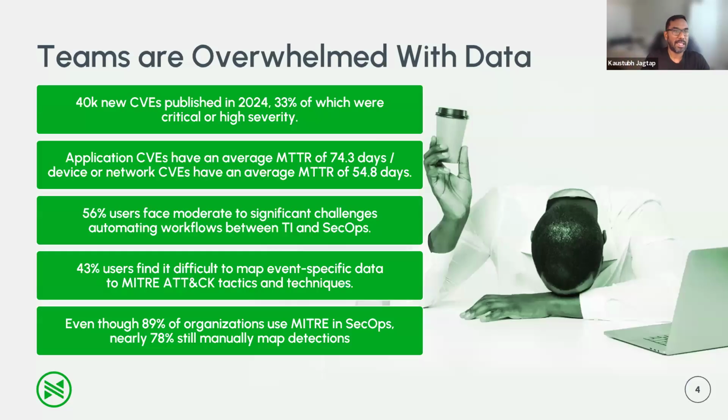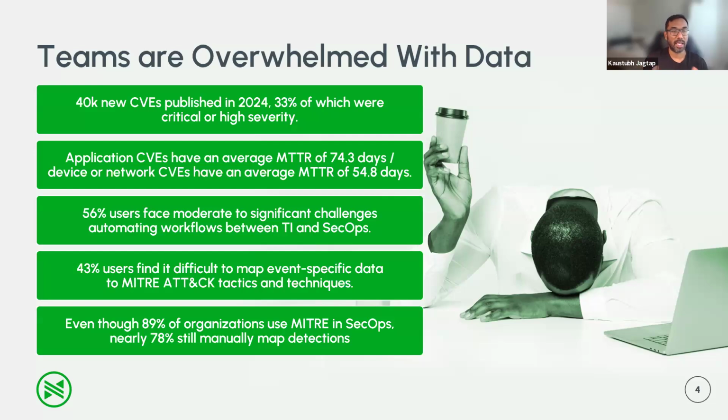So everybody has seen a variation of these slides, and everybody knows that teams are overwhelmed with data, but these numbers will help you quantify some of that information. Just in 2024, we had about 40,000 new CVEs discovered, 33% of which were critical or high severity. Now you can only imagine when this translates across all the security tools you own, without understanding which is critical and how it actually applies to your organization, you are left trying to figure out how to proceed.